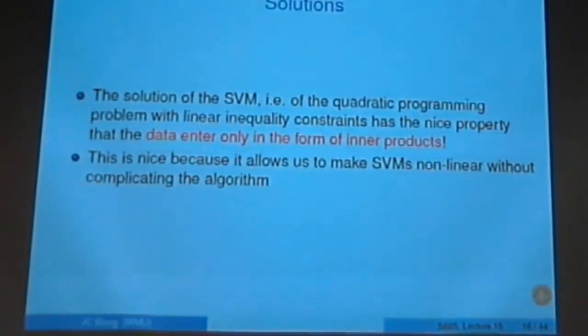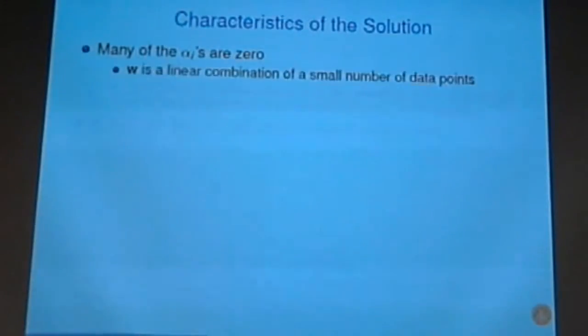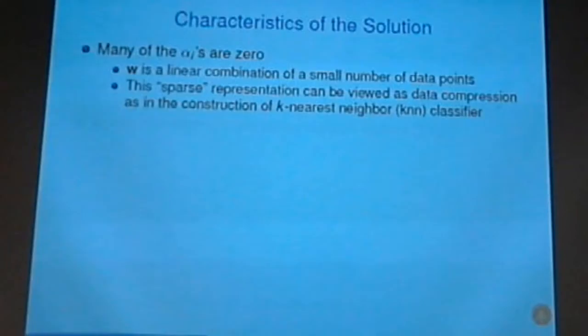It's only through the inner products of the vectors. And you can see the characteristics of the solution. Many of the alphas are 0, making the problem simpler. W is a linear combination of a small number of data points, with only a few support vectors involved. This is a sparse representation and can be viewed as data compression, just like k-nearest neighbors.